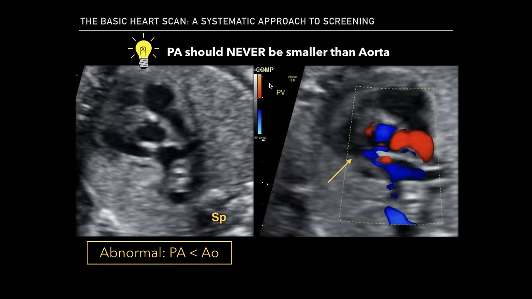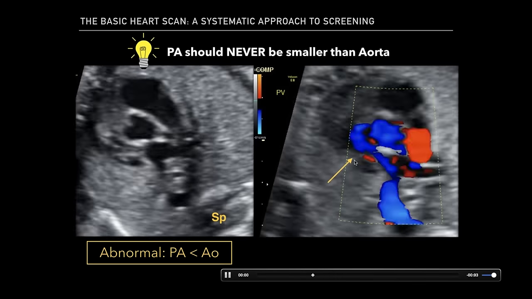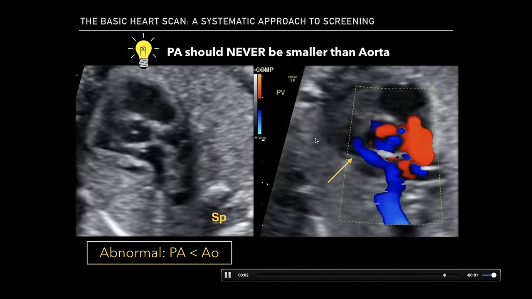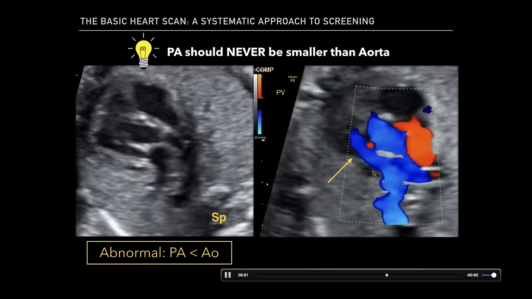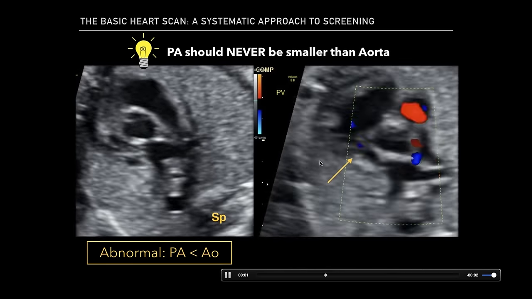And we turn on color Doppler to demonstrate any retrograde flow caused by the narrowing. But in this case, there is normal antegrade flow with subpulmonic narrowing.